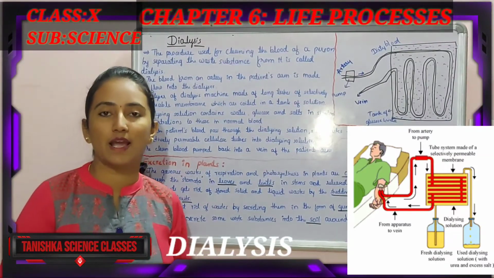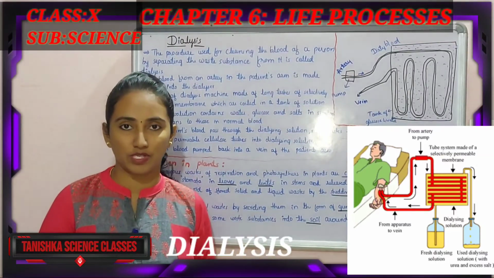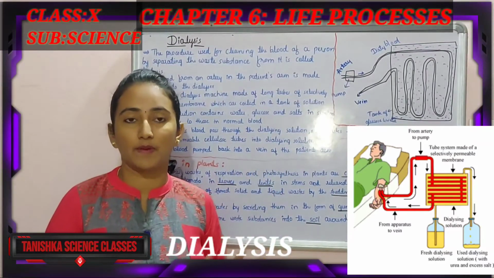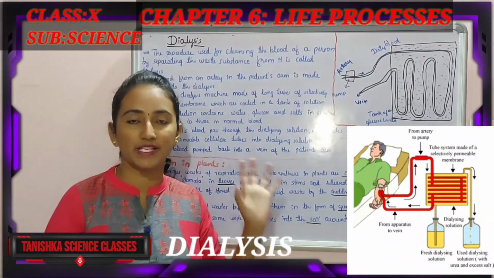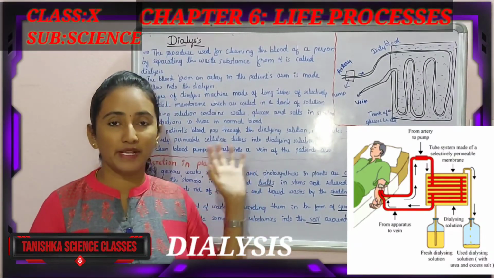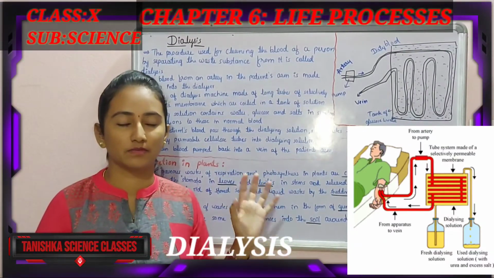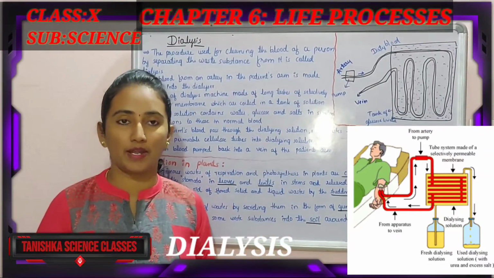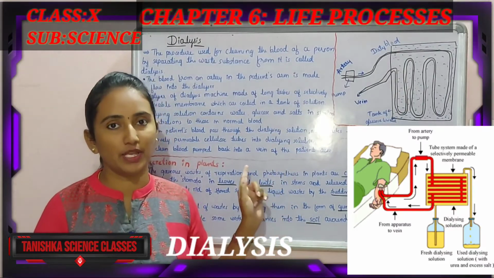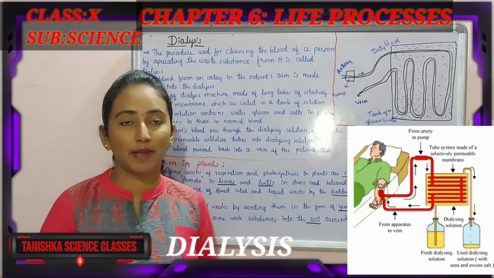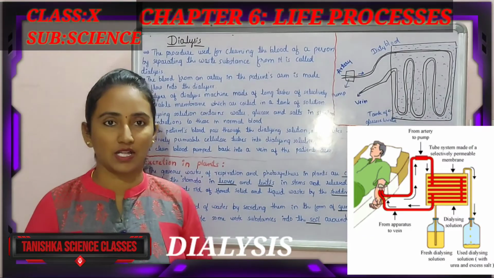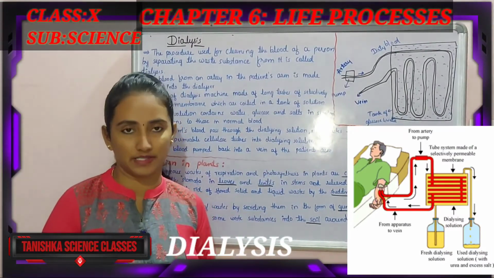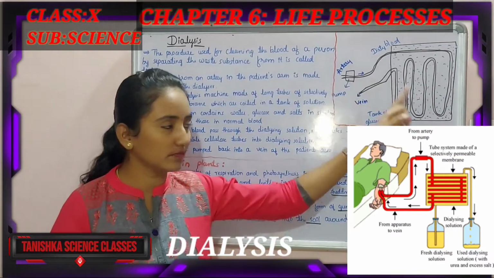So what will be done in dialysis? In this process, the impure, mixed blood will be removed from the body and it will be purified. Again it will be injected into the body. This is done by the dialyzer, which we can also call the artificial kidney. So it is called what? The dialysis.